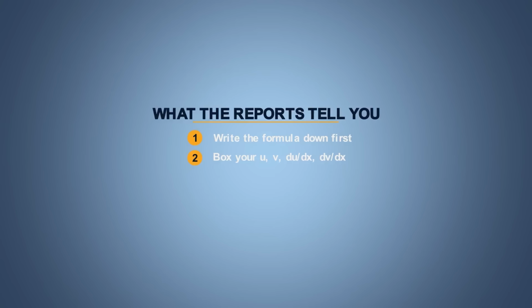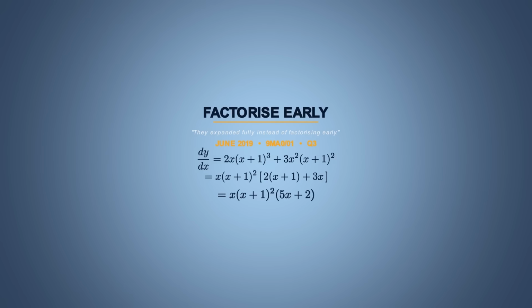Now the other place where students often slip up is rearranging into the required form after they've differentiated. Okay, so the 2018 report was actually explicit about this. It said that students made it harder for themselves by expanding everything instead of factorizing early. The reason I'm going on about this is basically because differentiation is not that difficult of a subject, but it is very easy to make a mistake during the product and quotient rule. It happens all the time.